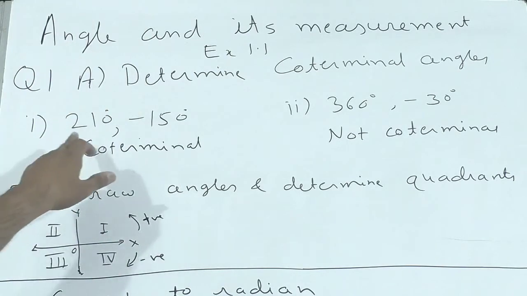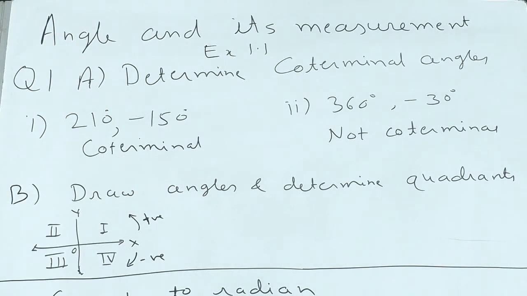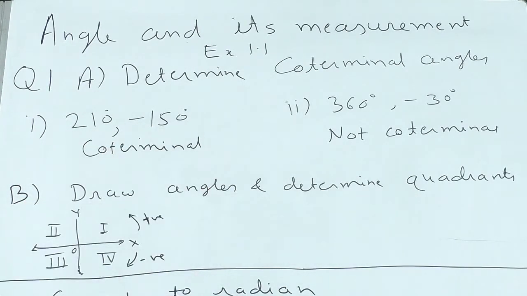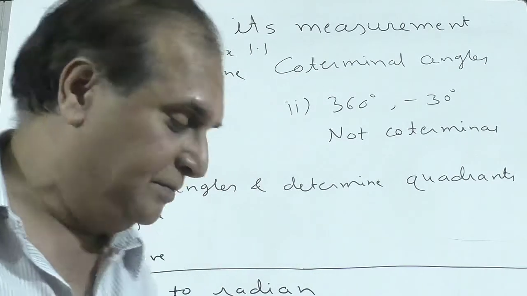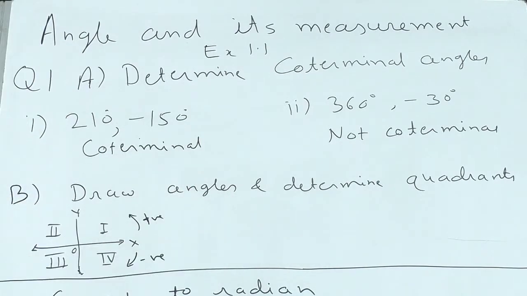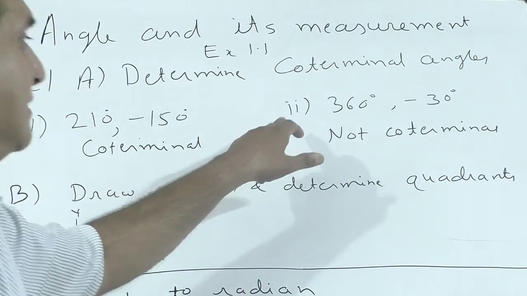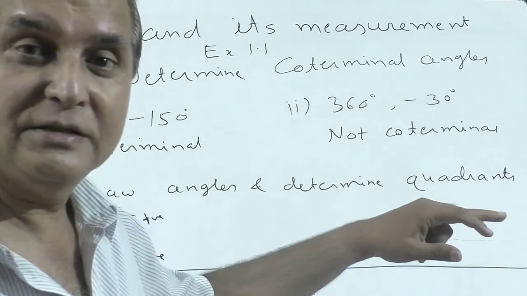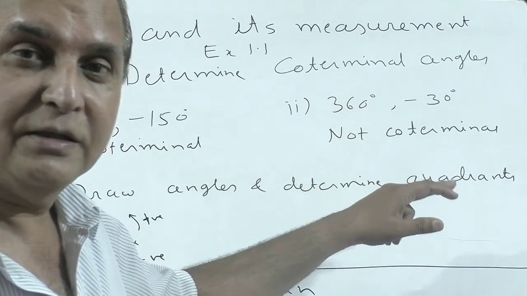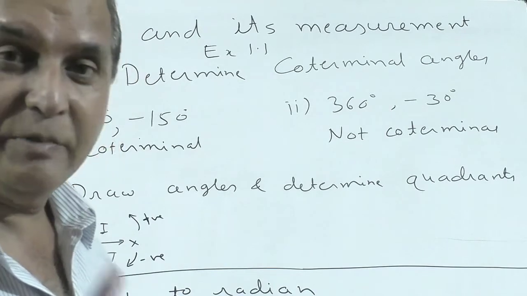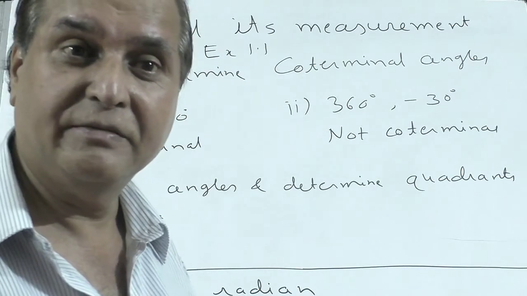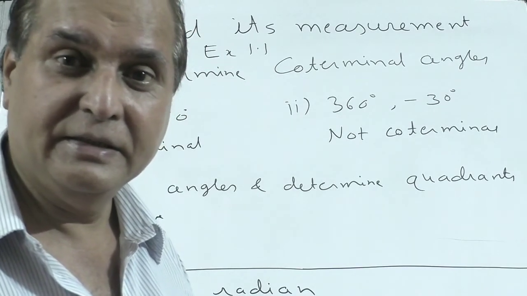Okay, 210 and minus 150, first sum. You subtract them, 210 minus of minus 150, that is 210 plus 150, that comes to 360. Angles are co-terminal, finish. Second, 360 and minus 30, subtract. 360 minus of minus 30 is 360 plus 30, 390, not a multiple of 360. Angles are not co-terminal. You have to show proper working. Understanding?